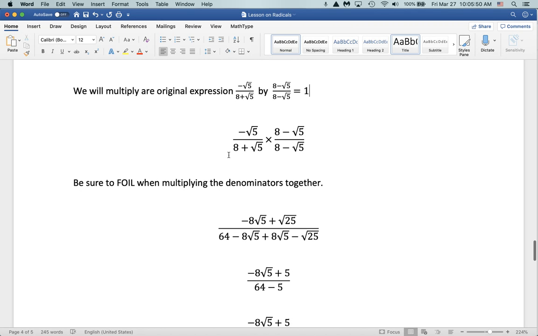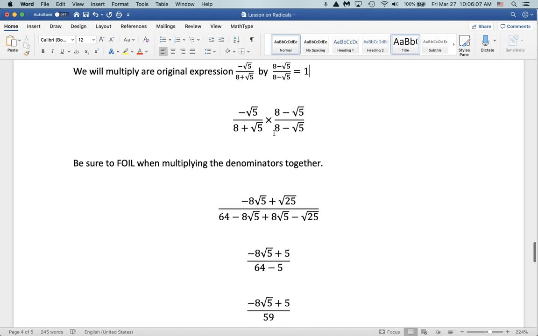And now when I do this, we've got to make sure we FOIL when it comes to the denominator. But on top, the negative 5 times 8 will be a negative 8 square roots of 5. That's this times this. The negative square root of 5 times the negative square root of 5 will become a positive square root of 25. The 8 times the 8 will be 64. The 8 times the negative square root of 5 will be a negative 8 square root of 5. The square root of 5 times 8 will be a positive 8 square roots of 5. The square root of 5 times the negative square root of 5 will be a negative square root of 25.